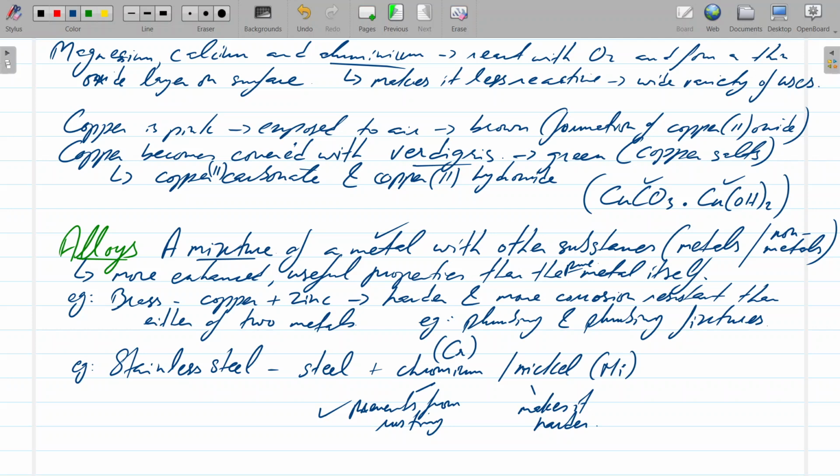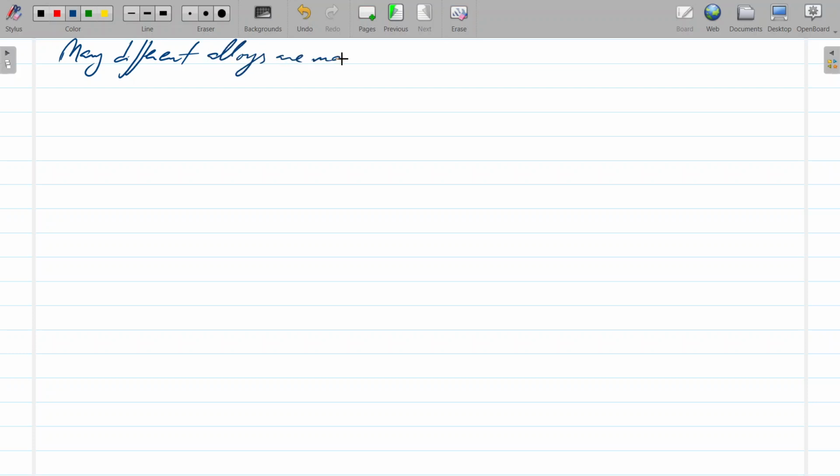So today, many different alloys are made depending on requirement.